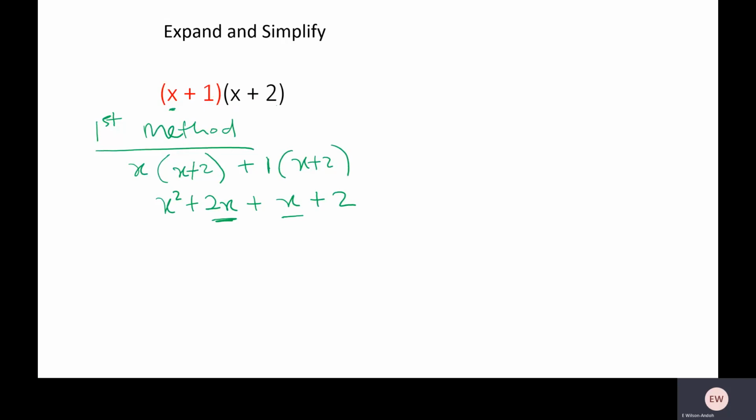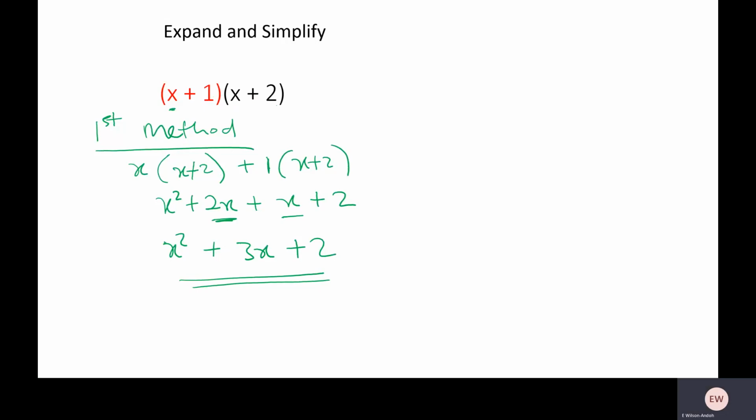So we are going to have x squared, then we have 2x plus x. This will give us plus 3x plus 2. So we have expanded and simplified the mathematical operation.